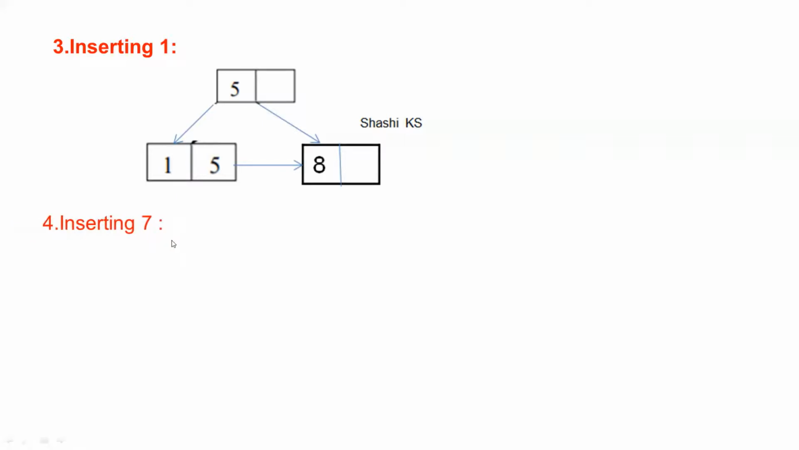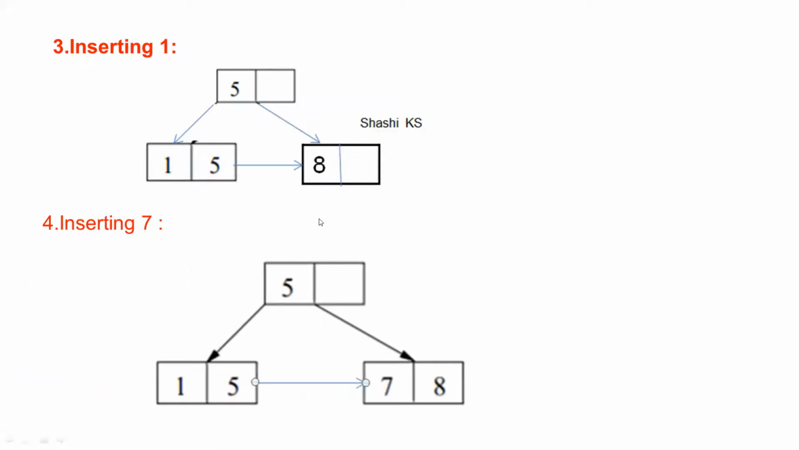Next element to be inserted is 7. So it follows the search tree implementation. Given any root node, the values to the left of the root will be less than or equal to the root, and the values to the right of the root will be greater than the root. So when I have to insert 7, I check that 7 is greater than 5. So I need to insert 7 to the right of 5. I have space here to store 7 in this node, so 7 is stored in this node in sorted ascending order like this.